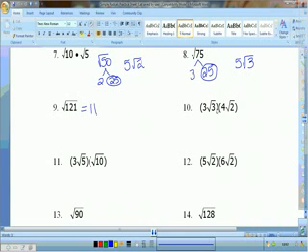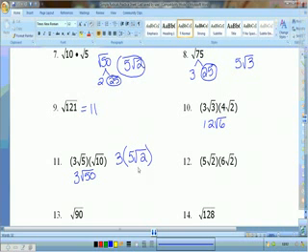For number 10, we're multiplying, and remember, multiply things that are alike. So 3 times 4 is 12, and the square root of 3 times the square root of 2 is the square root of 6. For number 11, this is going to be 3 square root of 50. And we have to simplify, but remember up here for number 7, we've already done that simplifying. So the square root of 50 equals 5 square root of 2. So that's going to be 3 times 5 square root of 2, which is 15 square root of 2.